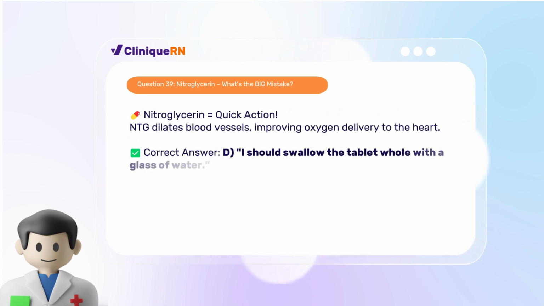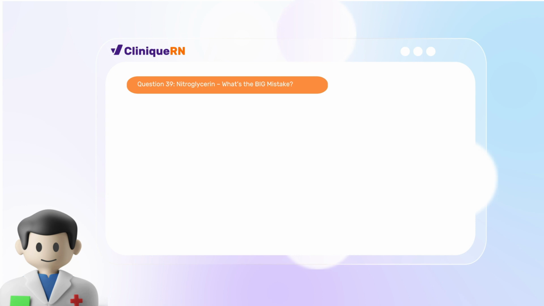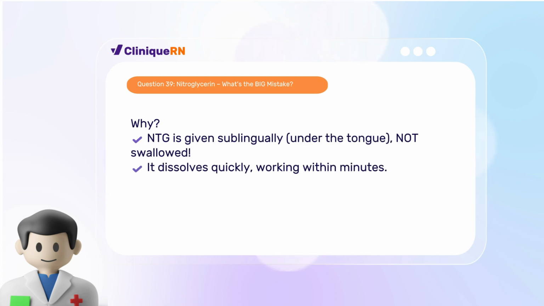Nitroglycerin equals quick action. NTG dilates blood vessels, improving oxygen delivery to the heart. Correct answer: D. I should swallow the tablet whole with a glass of water. Why? NTG is given sublingually, under the tongue, not swallowed. It dissolves quickly, working within minutes.